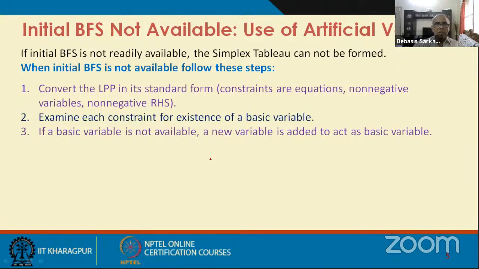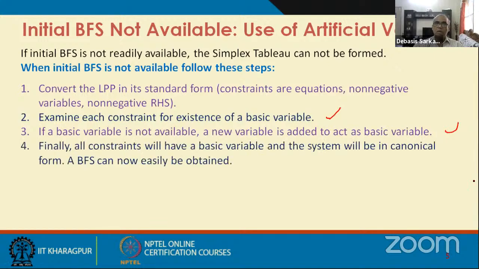So what you do is, when a basic variable is not available, you first examine each constraint for existence of a basic variable. If a basic variable is not available, a new variable is added to act as a basic variable. So I basically add an artificial variable to act as the basic variable. After doing this, you will see that all constraints will have a basic variable and the system will be in canonical form.